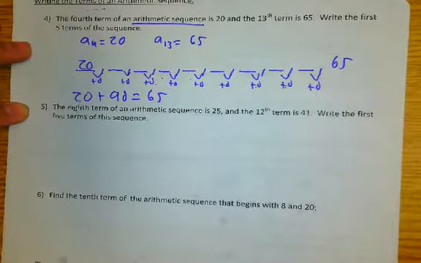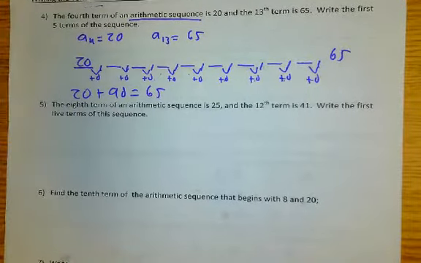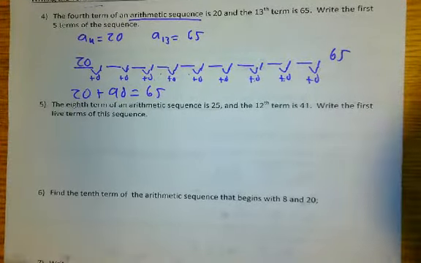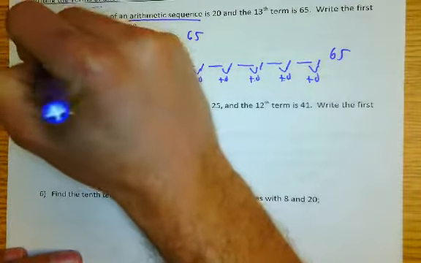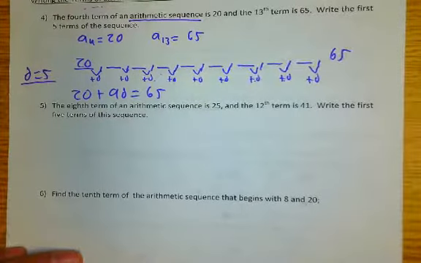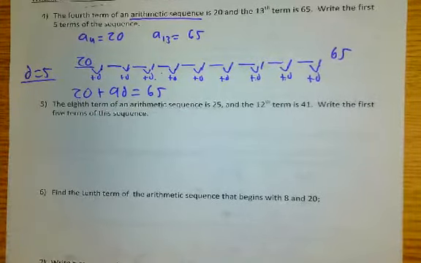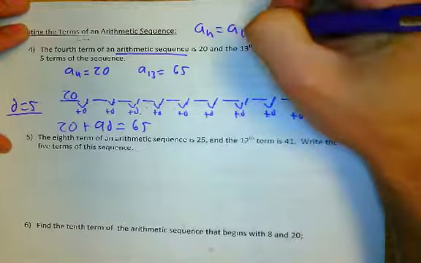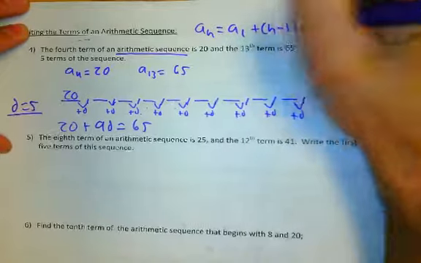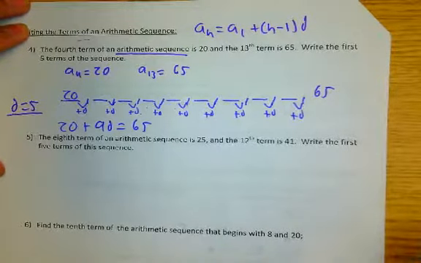So then from there, 65 minus 20 is 45, and 45 divided by 9 is 5. So D is equal to 5. Look at that. You guys with me? Alright, so I have the D is 5, and I know that the formula says that a sub n equals a sub 1 plus n minus 1 times D, right? So what's the last thing I need in order to figure this out?